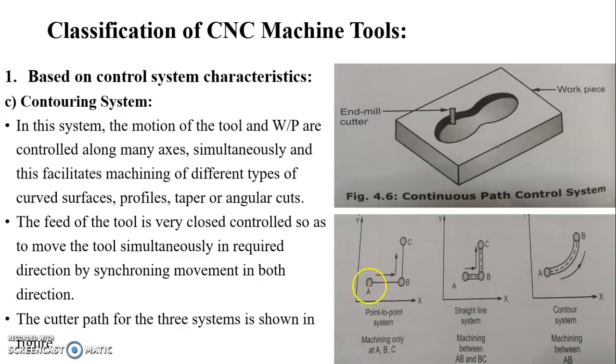Here the tool can move from A to B, B to C idly. Then in diagram B, the straight line system, machining is done between A to B and B to C. And third is the contouring system, where machining can be done between A to B point.